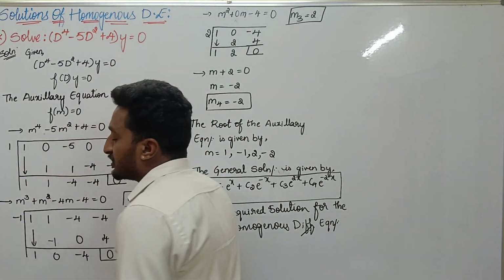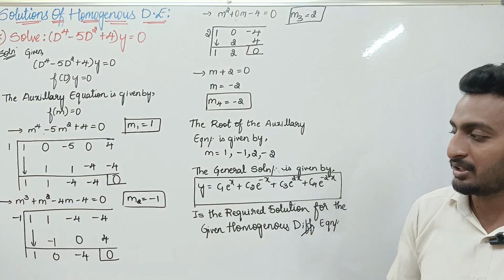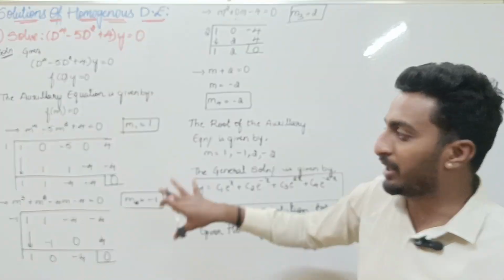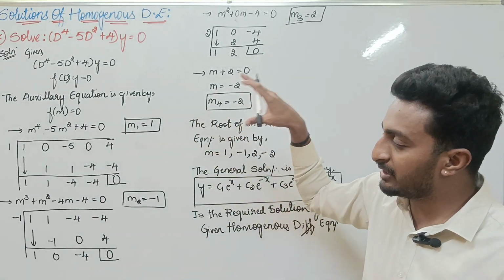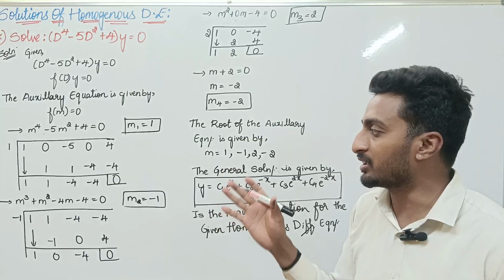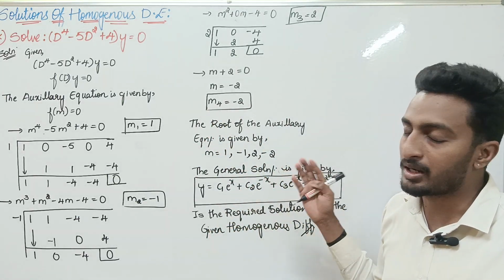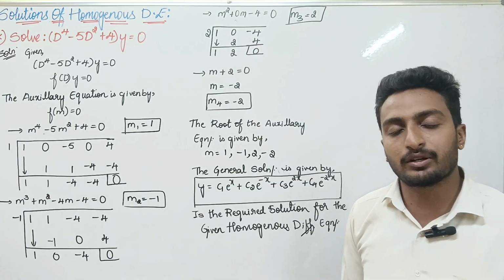Yes, this is how we are going to find the roots and general solution by using synthetic division step by step. This is one of the easiest procedures where you can find the auxiliary equation and the roots of the auxiliary equation and represent the general solution. I think you have understood this problem.